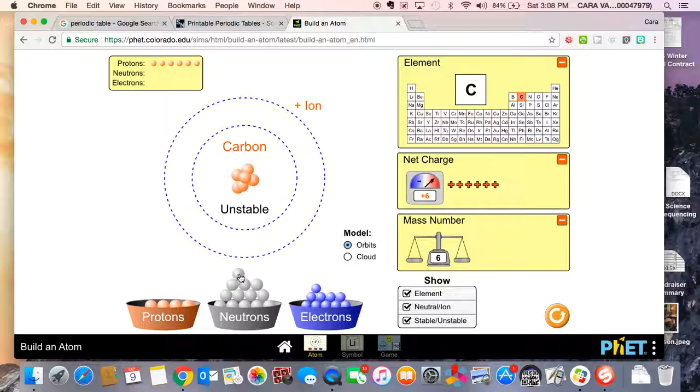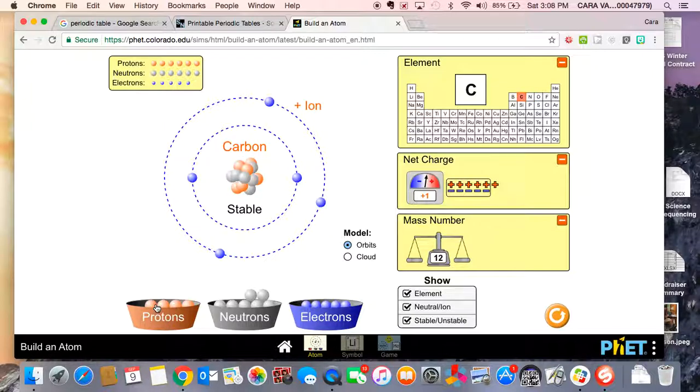And so what I need you to understand is that every time you add a proton, the identity of the element actually changes. Here I'm adding neutrons, those neutral particles, and it's still carbon. Doesn't matter how many neutrons I add, it's always going to be carbon. Same thing with electrons. It doesn't matter how many electrons I put up here, this atom is still carbon. However, if I change the number of protons, I end up with a new element. So that's the first takeaway point: the number of protons is what identifies an element.